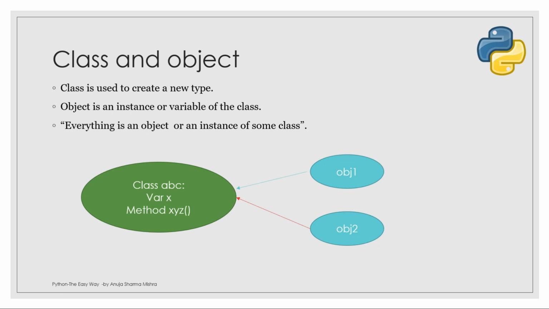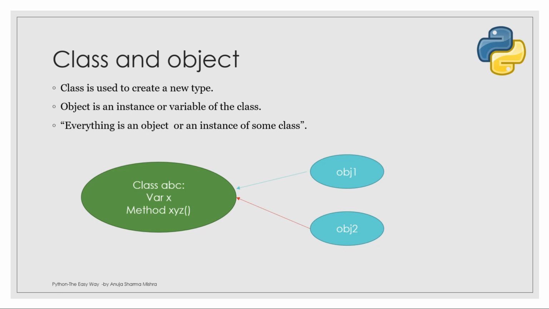Also understand one thing: in Python everything is treated as an object or an instance of some class. If you remember, when we were trying to check the data type of a is equal to 5, it gave you class int. That means that a is an object of class integer type. If you said name is equal to abc and you check the type of name, it gave you class str. That means name is an object of class str. So understand that everything in Python is treated as a class.